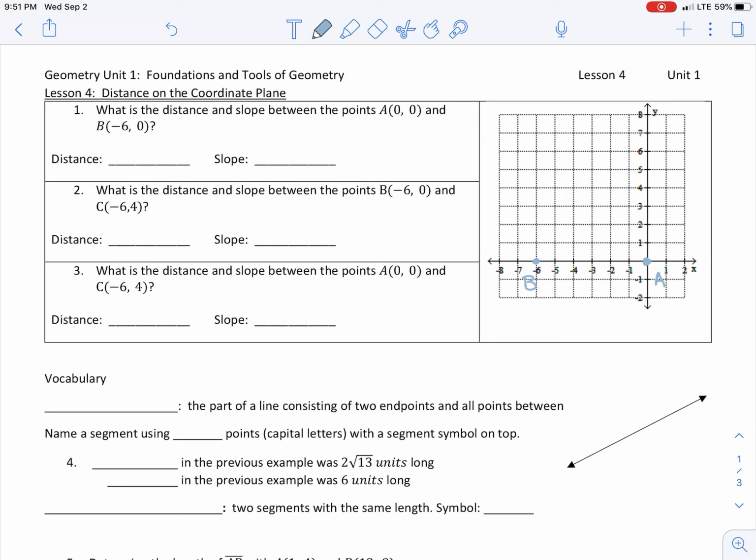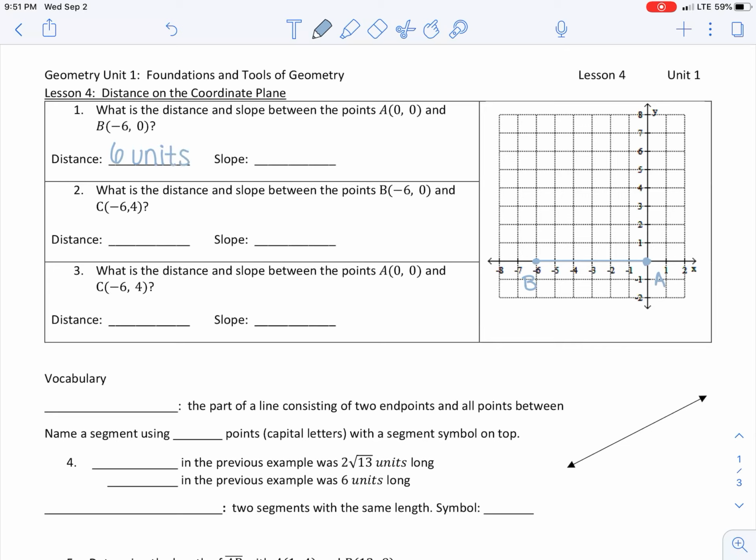So if I want to find the distance, I'm just going to count. Since this is a horizontal line, I'm just going to count from negative 6 to 0. So I'm going to go 1, 2, 3, 4, 5, 6. Okay, so I have 6 units. So the distance between those points is 6 units.